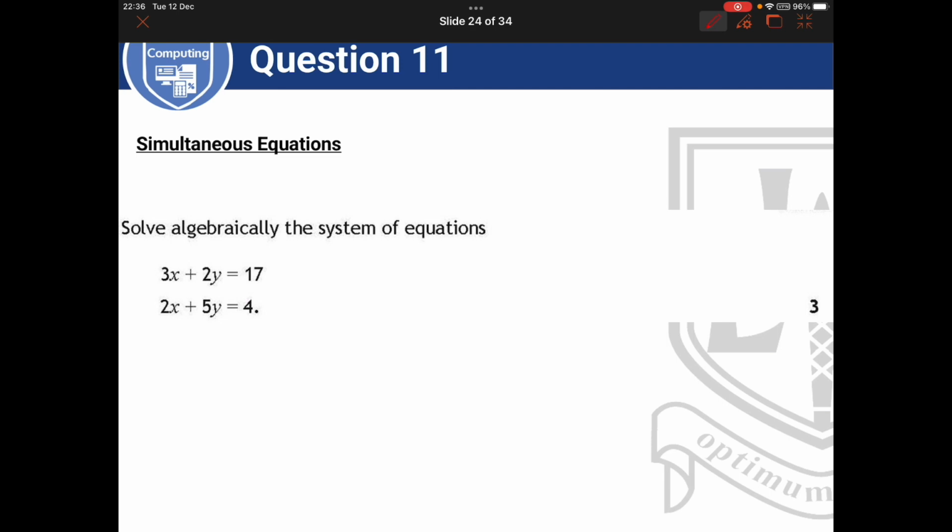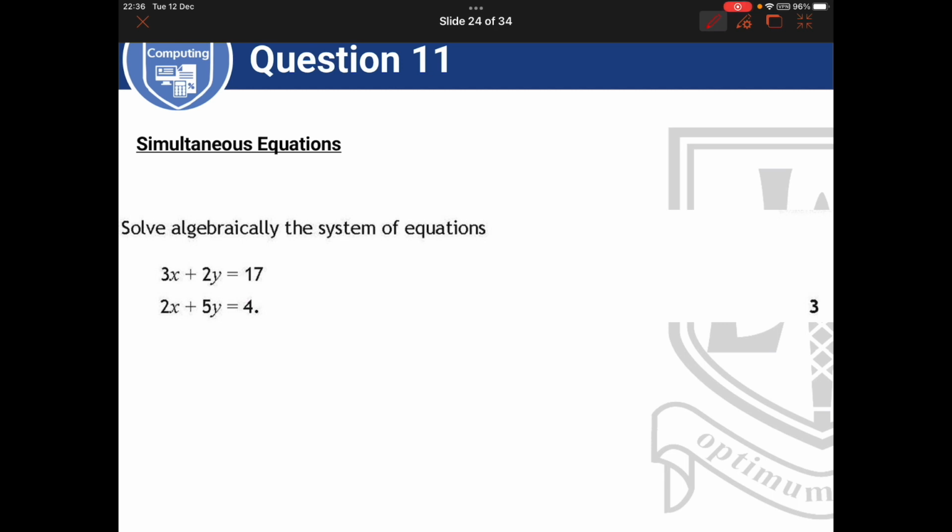This one is similar, except it doesn't have a context, so I'm just looking for a value for x and y. It could also be the intersection of two straight lines, because really 3x add 2y equals 17 is the equation of a straight line, so is 2x add 5y equals 4. So what we're finding when we solve this is the intersection between those two straight lines. So look out for that as part of a context as well. So let's go ahead and solve these.